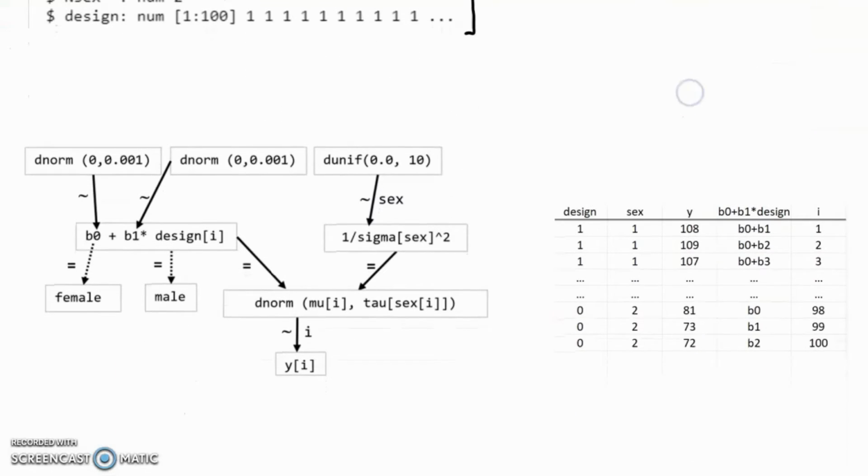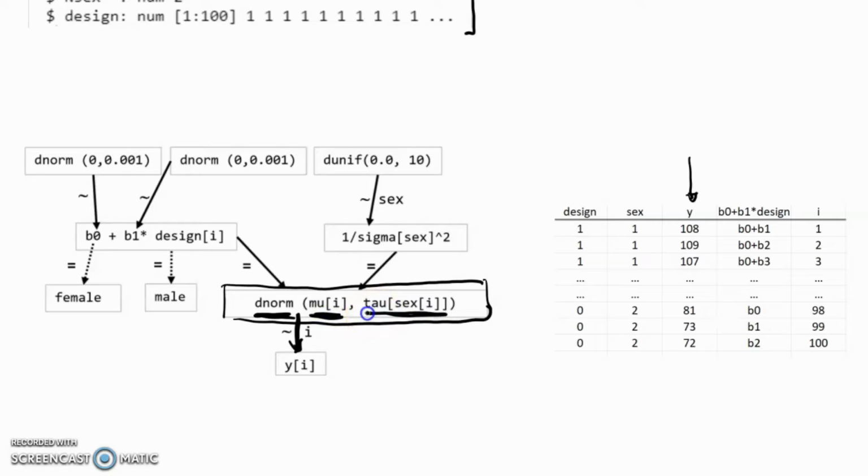So here is our flowchart. We're going to begin at the bottom, as we typically do, with the likelihood function. So there's our likelihood function. And what we're saying is these values of y are going to arise from a normal distribution that has a mean mu I and a precision that's written like this.